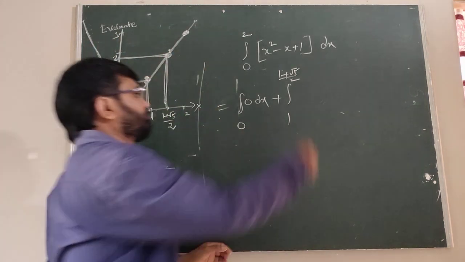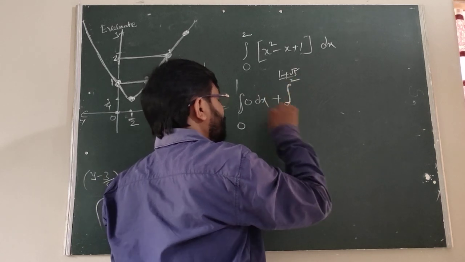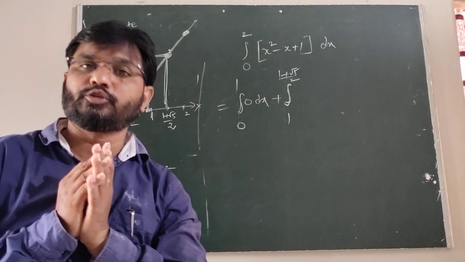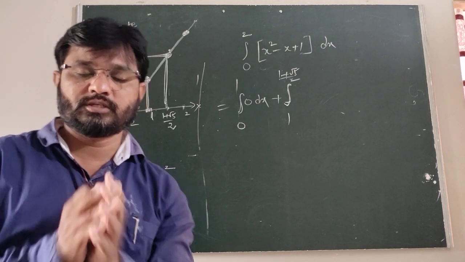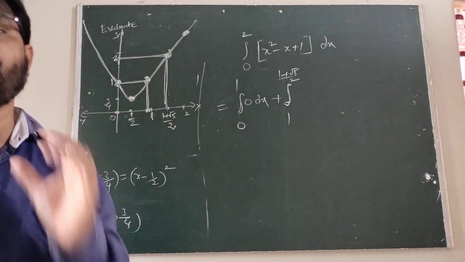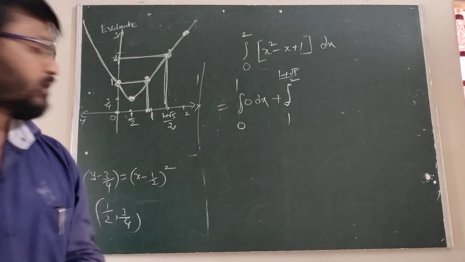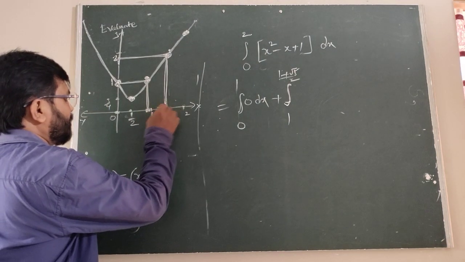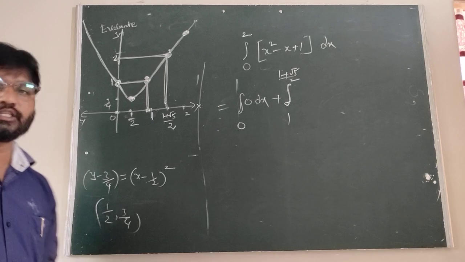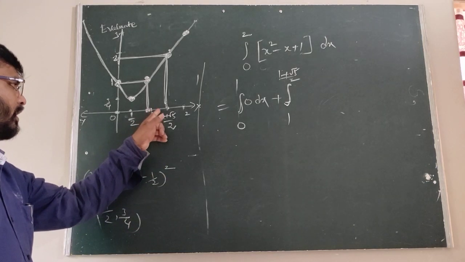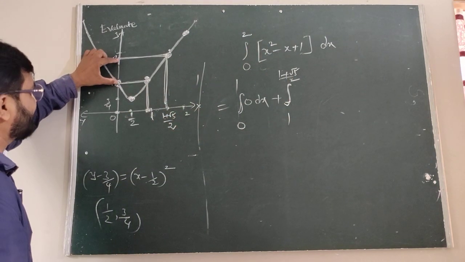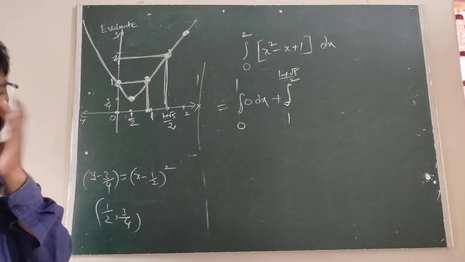But we have to substitute for the special function a value between 1 and 1 plus root 5 by 2. Don't directly substitute the upper limit and lower limit. For the greatest integer function, we can substitute any value between the lower limit and upper limit. Suppose we take 1.5, that means 3 by 2. When we substitute 3 by 2, we get the step value as 1. The step value is 1.